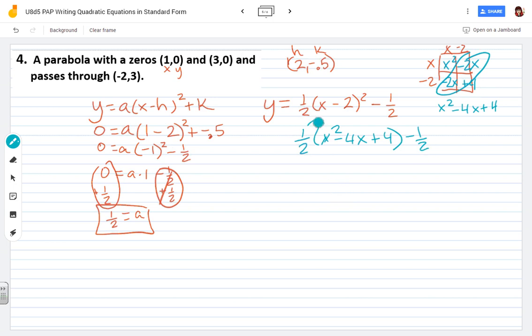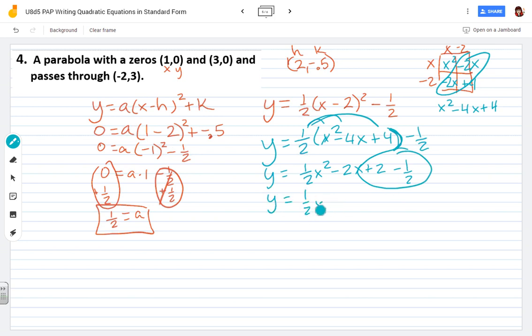Okay, we'll go ahead and distribute. We're leaving it as 1/2 x squared. What's half of negative 4? Negative 2. Half of 4? Positive 2. And then we stop because we have the end of the parentheses. Minus 1/2. These two are my only like terms. And so I have 1/2 x squared minus 2x plus 1.5. Or 3 over 2 is the other option. We could do that. Why not? Let's be consistent.